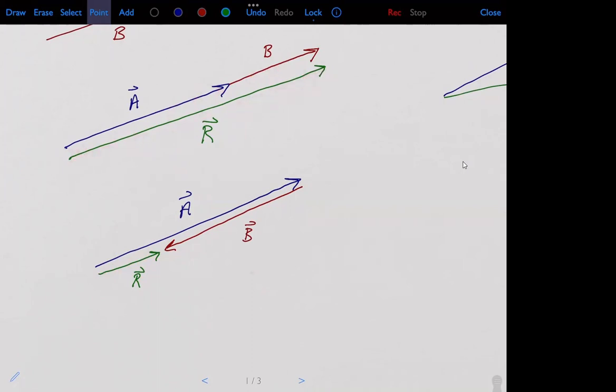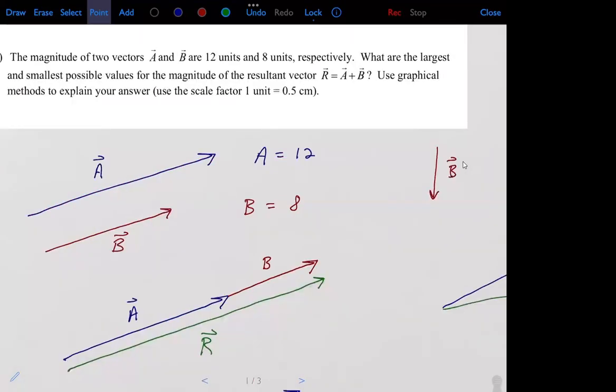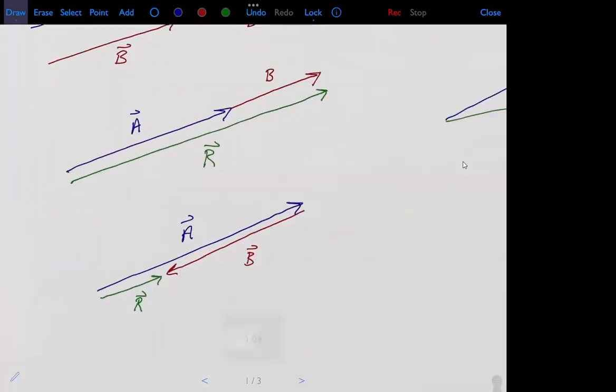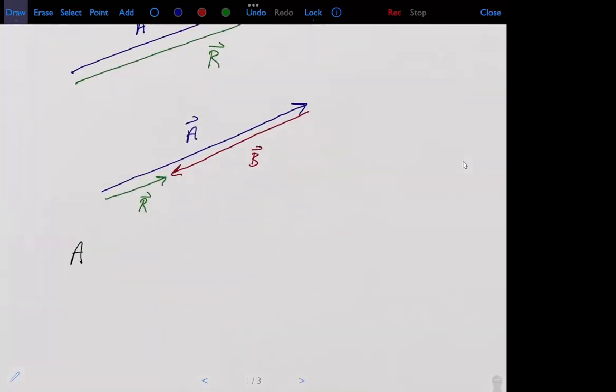Okay. And we want to do this on the paper, in particular, using this conversion factor where 1 unit is equal to 0.5 centimeters. So actually let me do those conversions right here first so we can figure out how long to draw these. So if A is 12 units, and 1 unit, which I want to put on the bottom here so it cancels, is equal to 0.5 centimeters, then if you multiply that, you're going to get 6 centimeters.